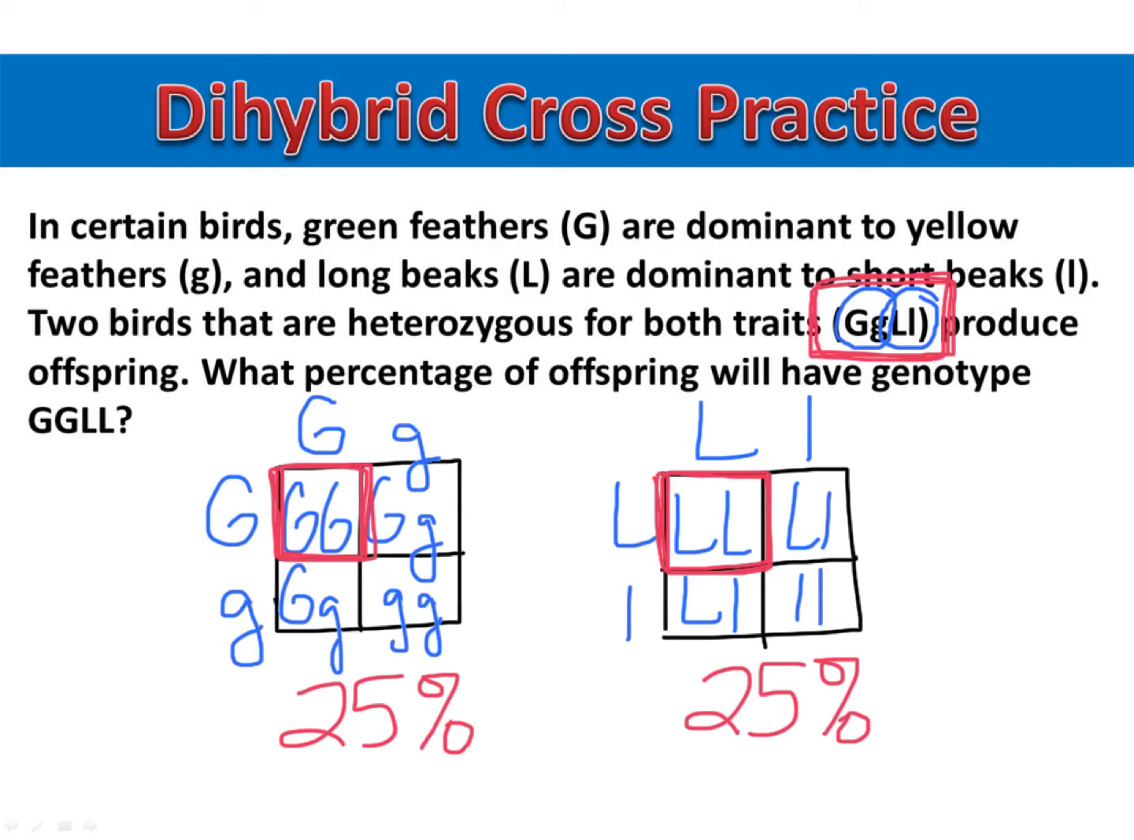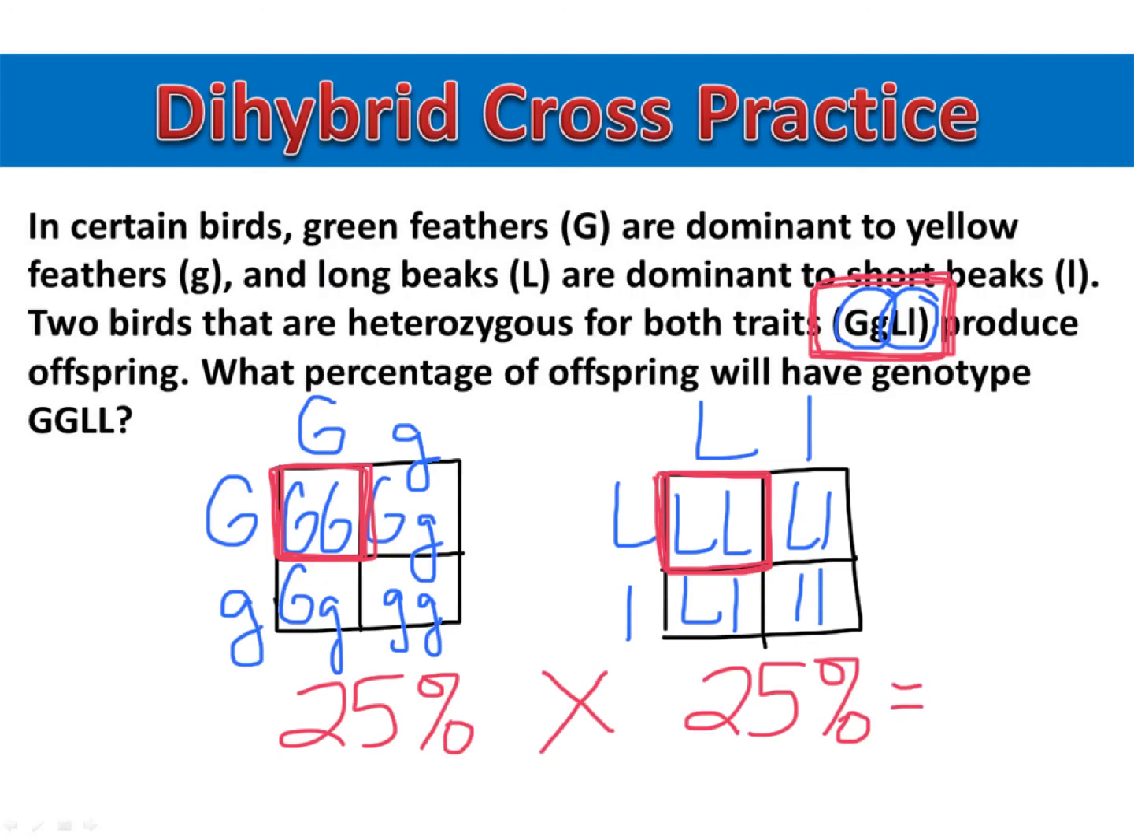When you see 25% from both Punnett squares, sometimes students just assume that, oh, the final answer must be 25%. But that's not how it works. In order to get the final answer, I have to take the percentage I get from each Punnett square and multiply them together. You always have to multiply. So 25% times 25%. When you put that in your calculator, you'll put 0.25 times 0.25.